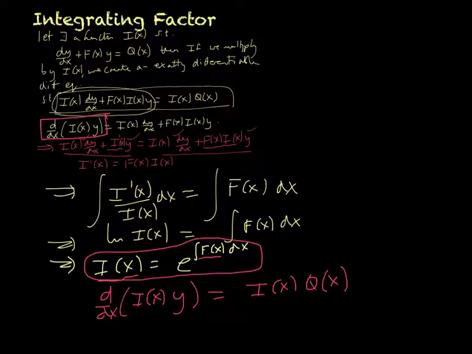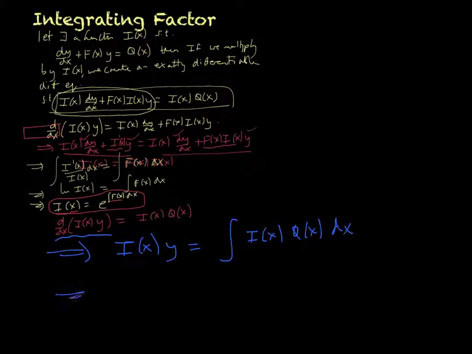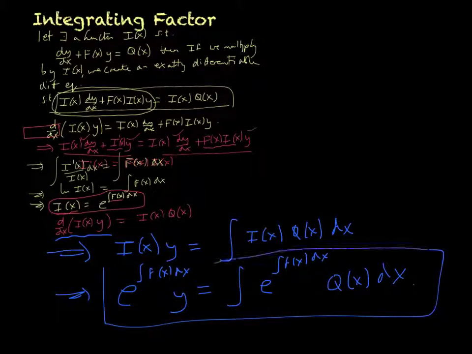And therefore, how do we finish this thing off? What we're saying is that if we integrate both sides with respect to x, remember if we differentiate both sides and integrate it, we get what we started with, and we're going to be left with the integral of I of x q of x, where I of x is the same as e to the integral f of x dx. So the integral of e to the integral f of x dx, q of x dx. And it's proven.